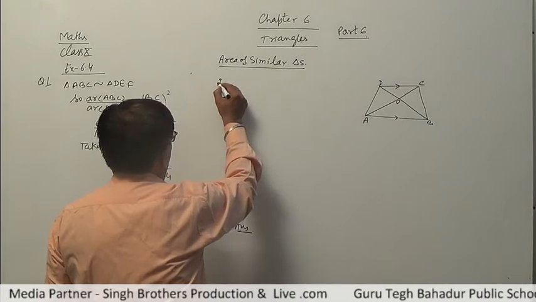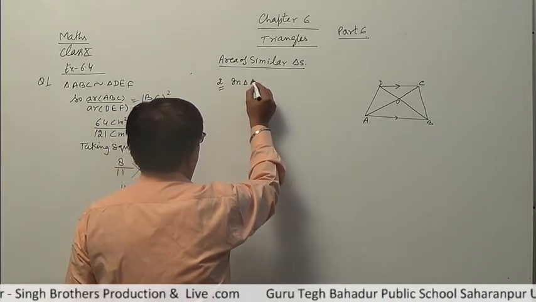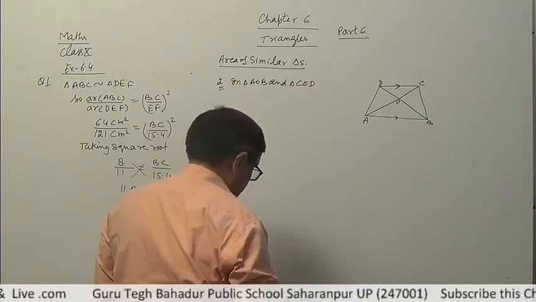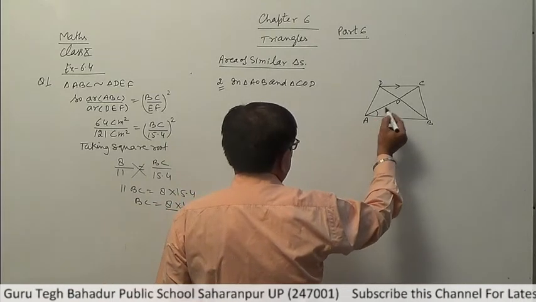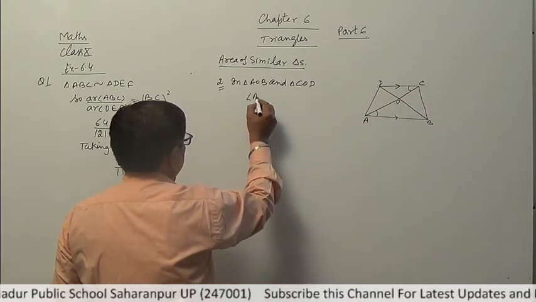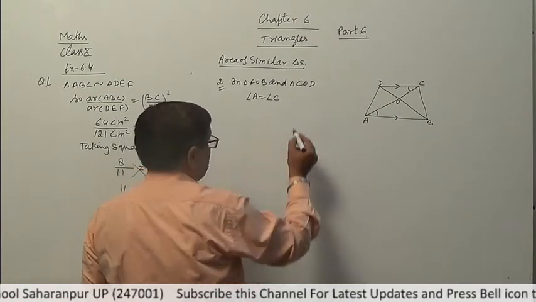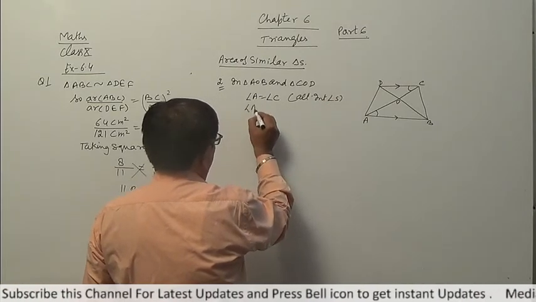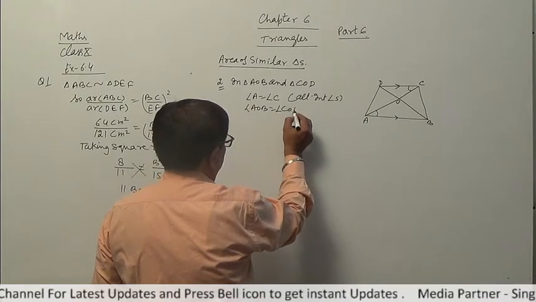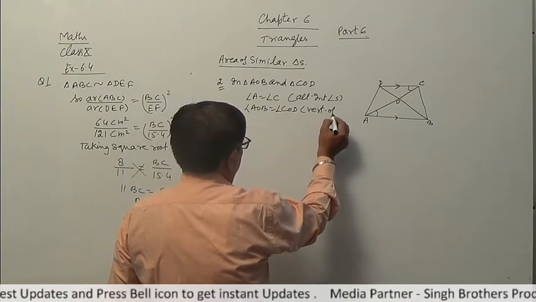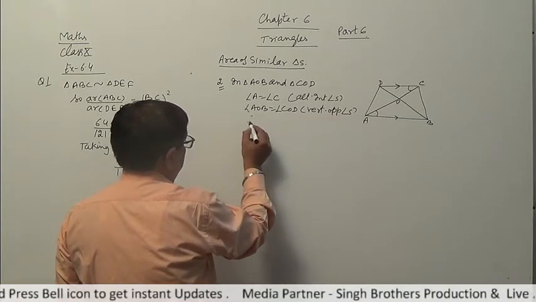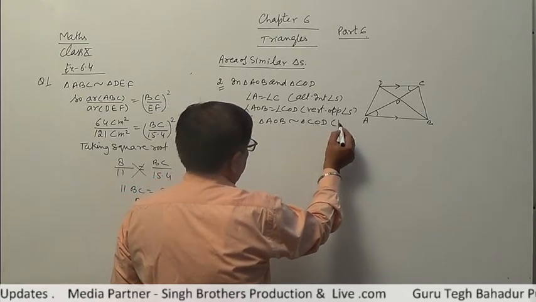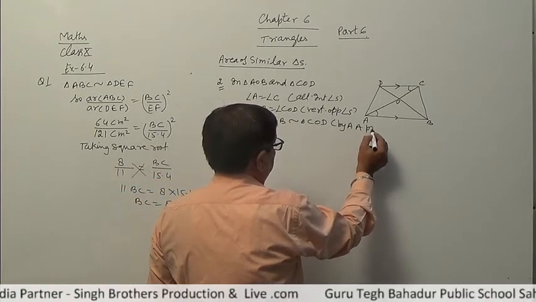So in triangle AOB and triangle COD, angle A is equal to angle C, alternate interior angles. Angle AOB is equal to angle COD, vertically opposite angles. Therefore, triangle AOB is similar to triangle COD by AA property.